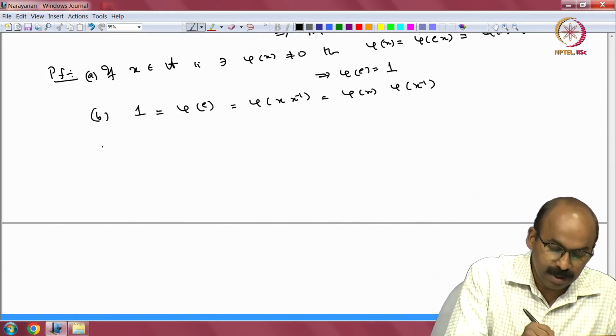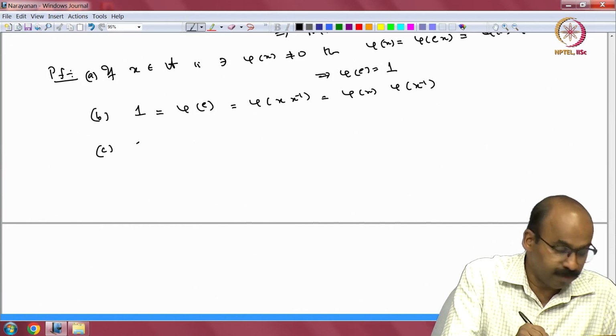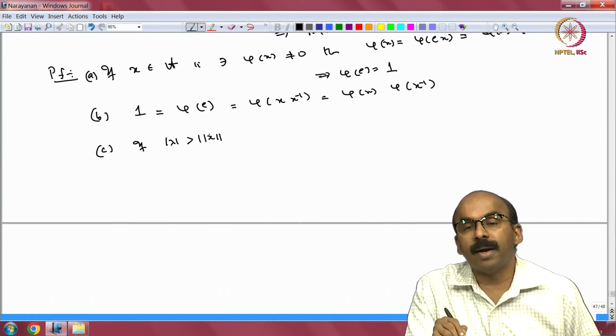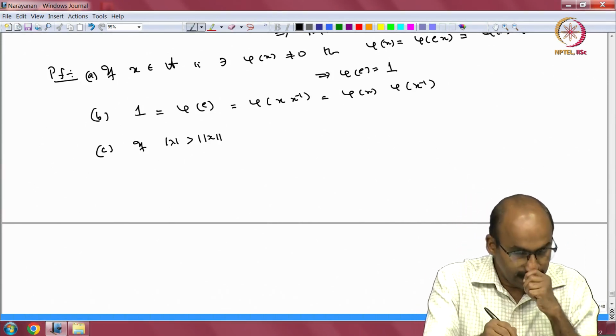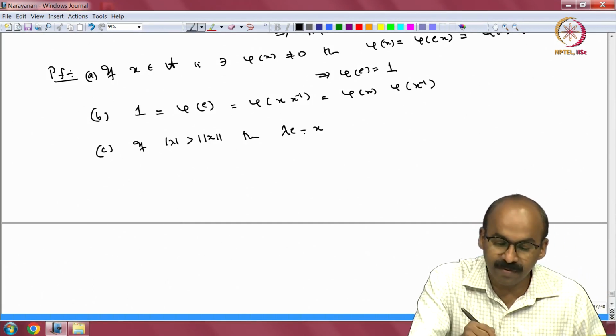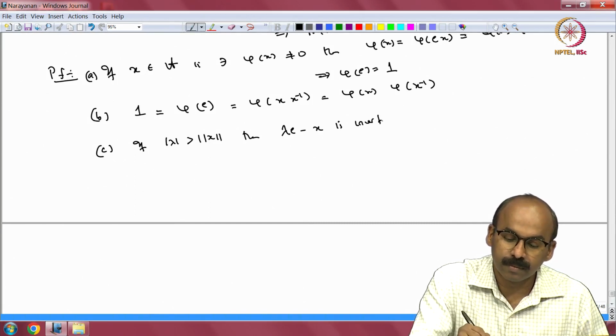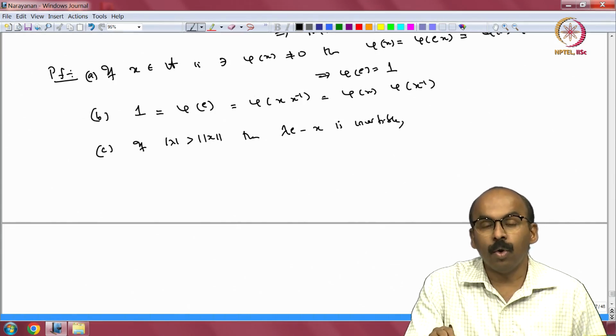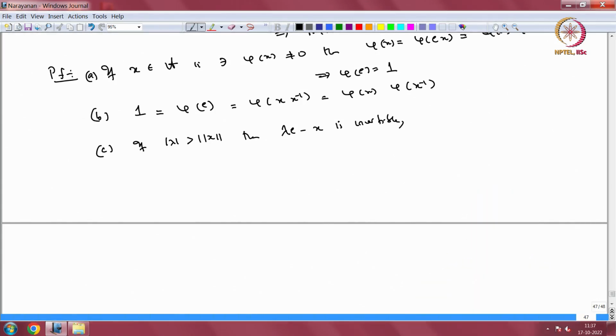Okay. C, that is very easy. So, the last one is: if mod lambda is greater than norm x, then you know that lambda e minus x is invertible, right. And if it is invertible, from whatever we have just proved, if mod lambda is greater than or equal to norm x, then lambda e minus x is invertible, and so it cannot be in the kernel of any multiplicative linear functional.